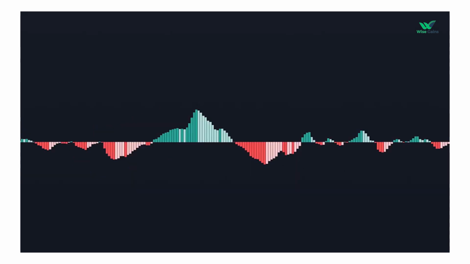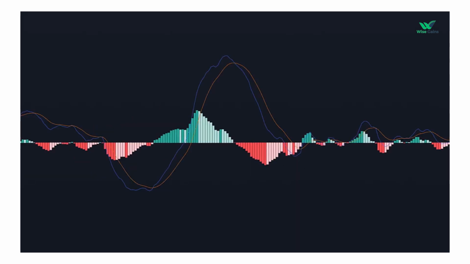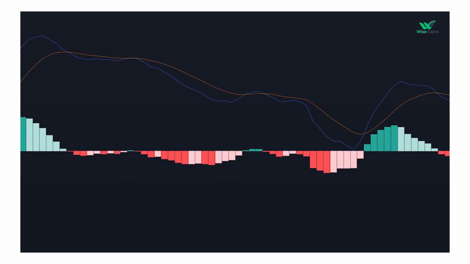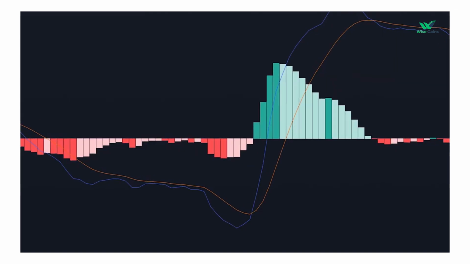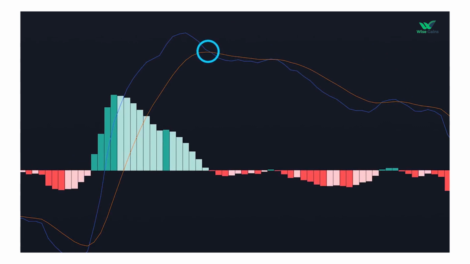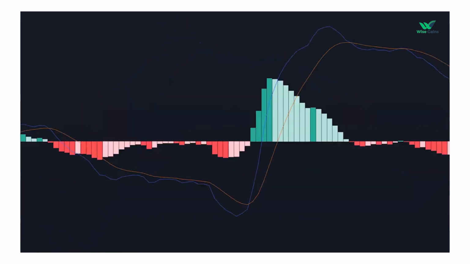The histogram represents the difference between the MACD line and the signal line. Properties of the histogram are: the smaller the space between the two lines, the smaller the histogram gets; the bigger the space between the two lines, the bigger the histogram gets. When the MACD line crosses above the signal line, the histogram turns green. When the MACD line crosses below the signal line, the histogram turns red. Finally, the zero line, which represents the center of the MACD indicator.